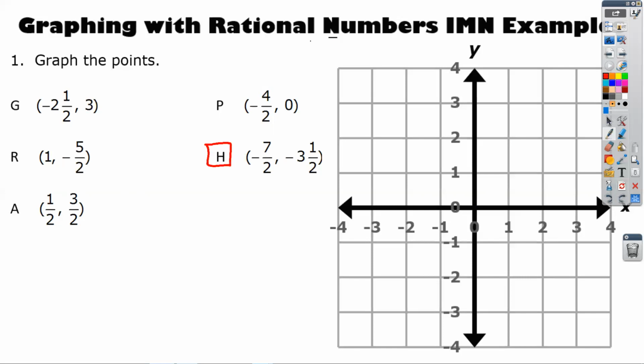Okay, let's look at H and let's check it. So starting at 0, negative, that's my X, means to go left. Going left, 7 half jumps. So 1, 2, 3, 4, 5, 6, 7. And then negative on my y says I'm going down, and I'm going 3 whole jumps and then a half jump. So 1 whole, 2 wholes, 3 wholes, and then a half. And I'm going to label that H. So check, did yours match and did you get the same answer as me?